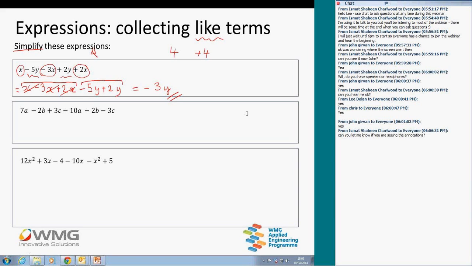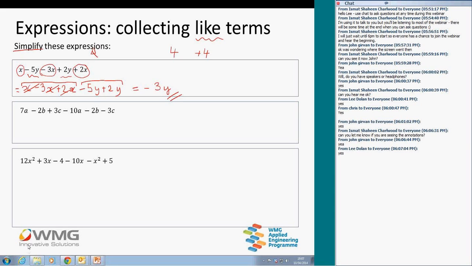Why would that be a third? Now, what you're doing is confusing it with an equation. I'm not asking to find the value of y. All I'm doing is collecting like terms to simplify the expression that was given to me. Collecting these like terms, all I'm left with is minus 3y.